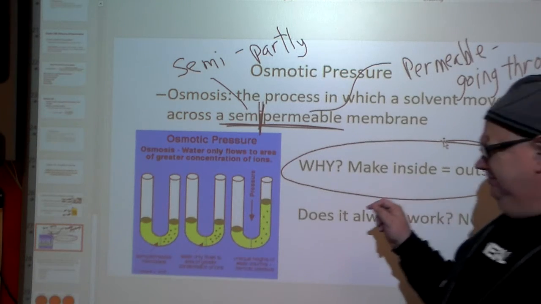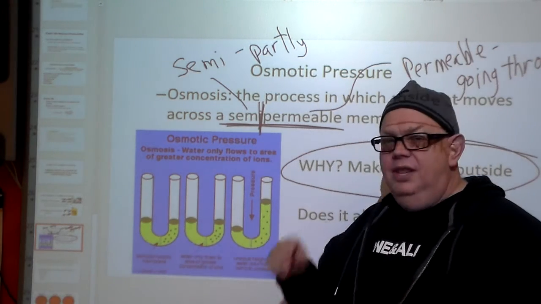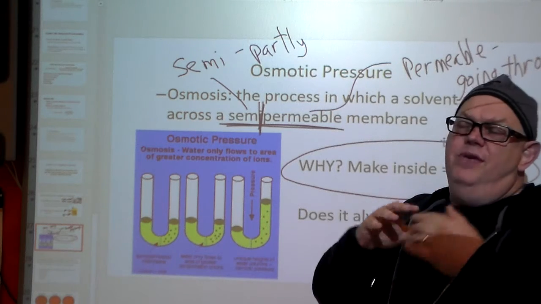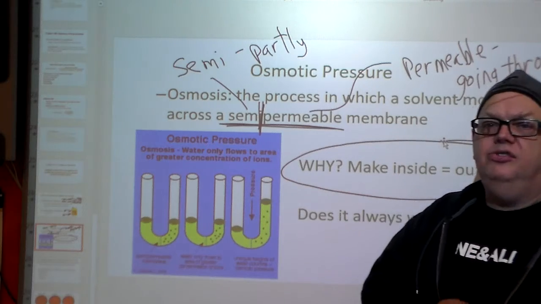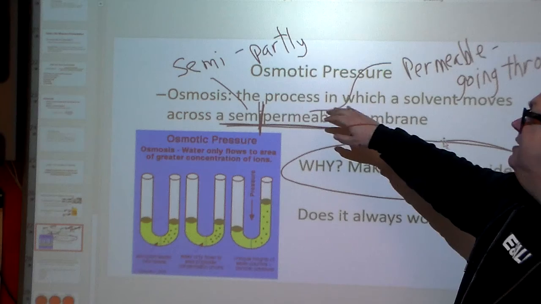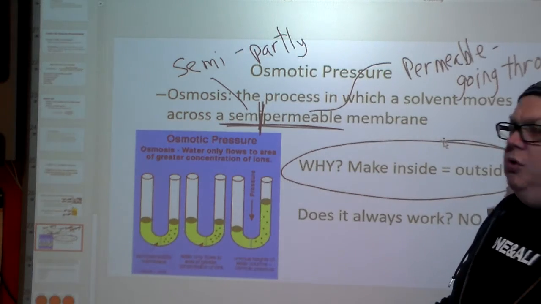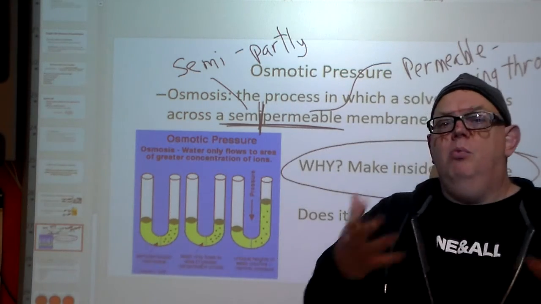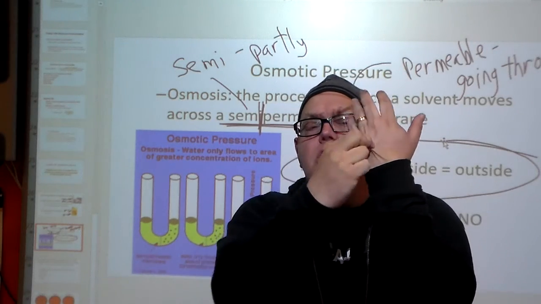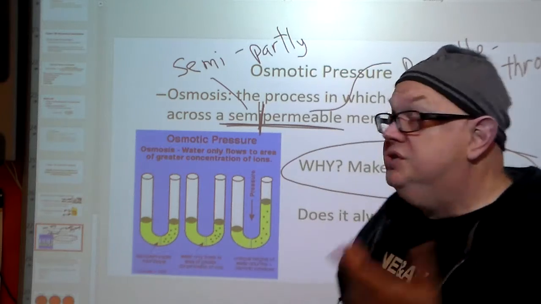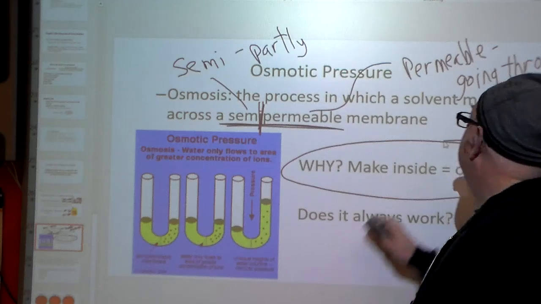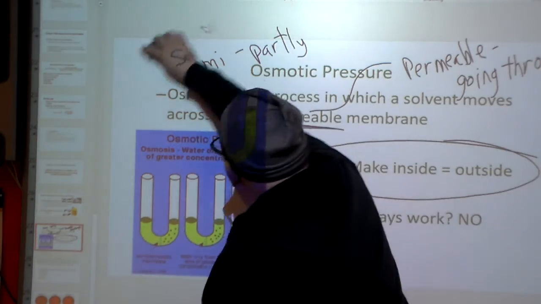Okay? Because living things would like to be equal, even. Okay? You have an inside system and an outside system. Okay, in osmosis, that's the process where the solvent will move across the semi-permeable membrane. Well, what would be an example of a semi-permeable membrane? This, your skin. Yeah, your skin is an example of a semi-permeable membrane. Okay? So, let's go ahead.